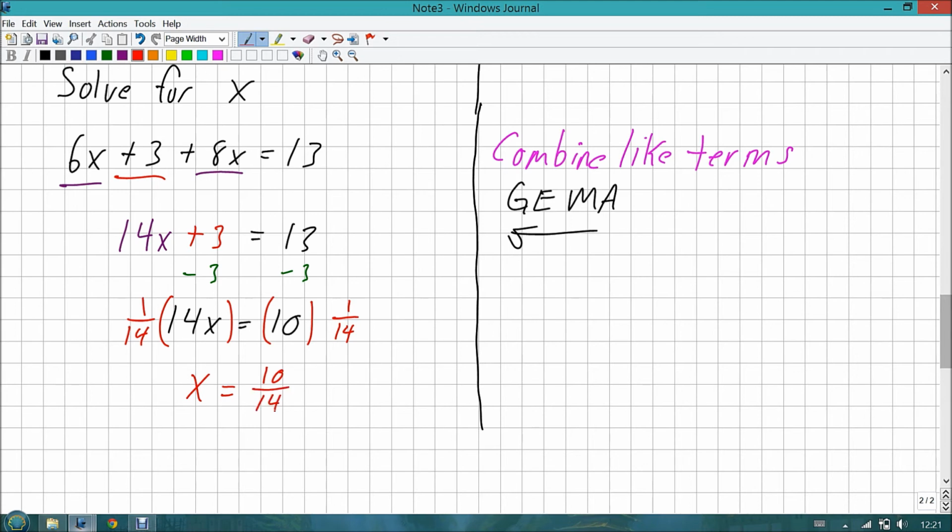14, which can reduce. So we have x is equal to, let's see, 10 and 14 are both divisible by 2, which would give me 5 over 7. 5 and 7 are both prime numbers. They don't have anything in common. I have reduced as much as possible. My x is by itself. It is isolated. We are done.